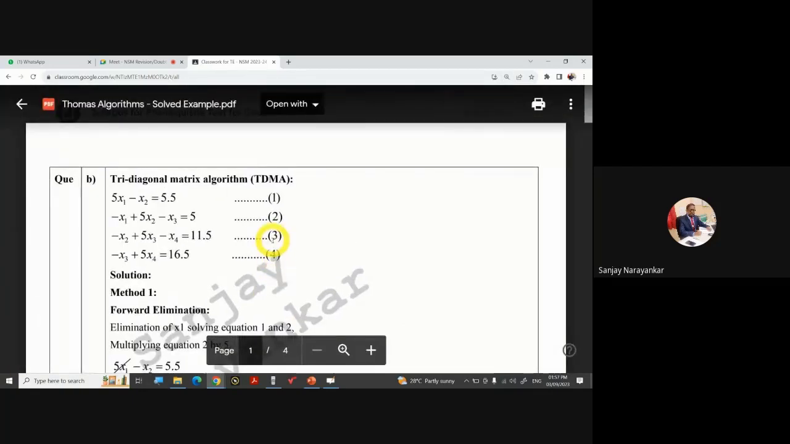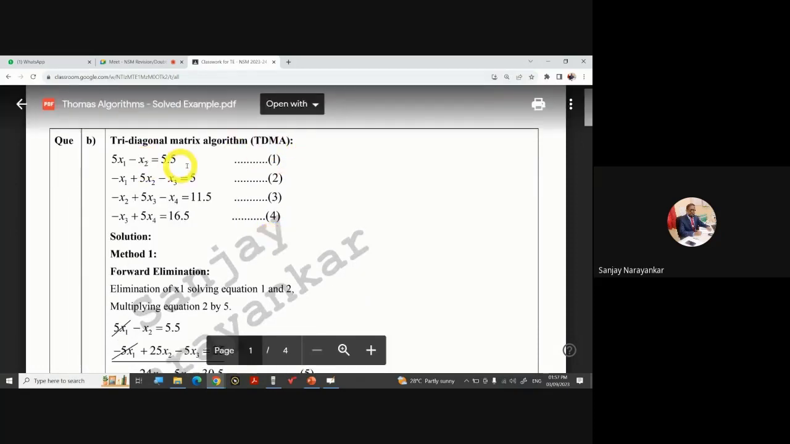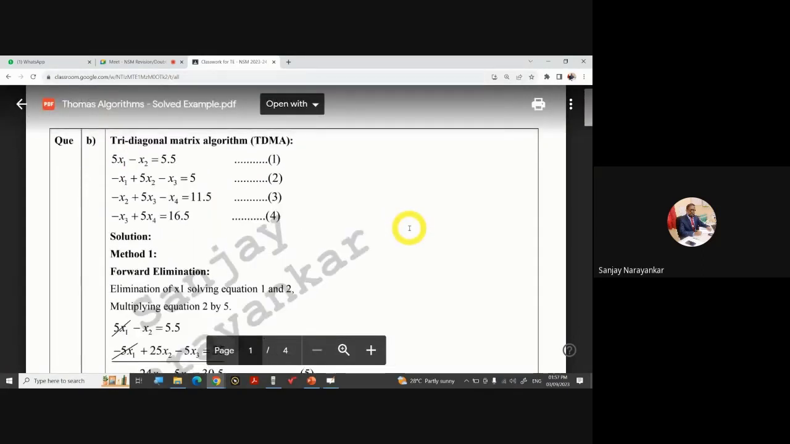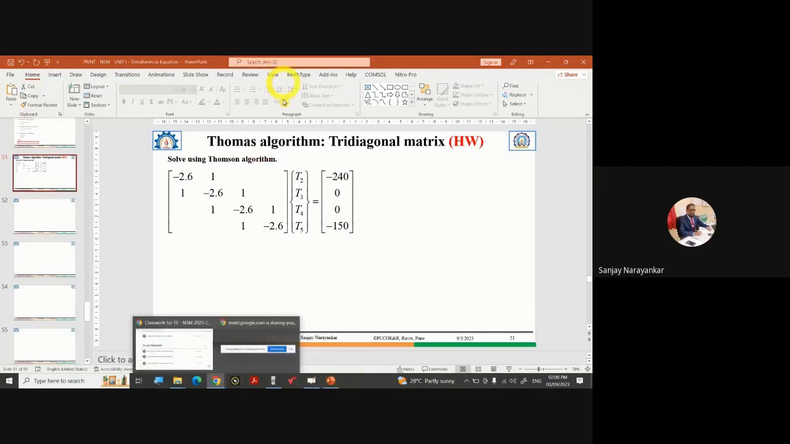Tridiagonal matrix algorithm, TDMA, is also called the Thomas algorithm. In the Thomas algorithm, it's a special case where the equation is tridiagonal. What does tridiagonal mean? The central main diagonal is there, and the two nearby diagonals are there. For this tridiagonal matrix, you can solve using the Thomas algorithm. Let us try to understand how we can solve this. I shared a document, and with that reference we'll discuss.